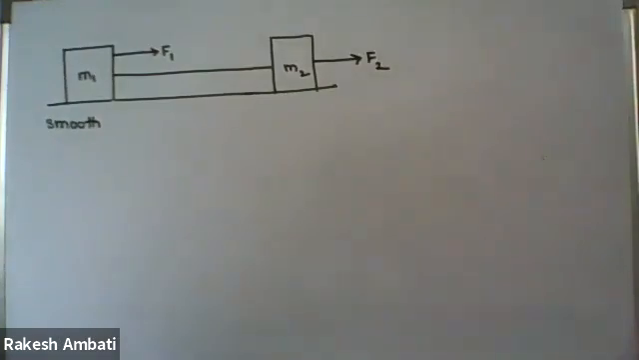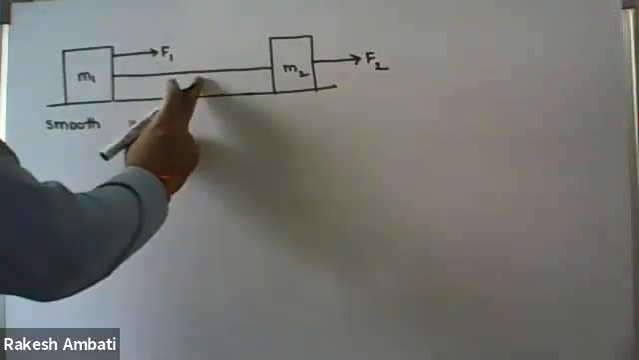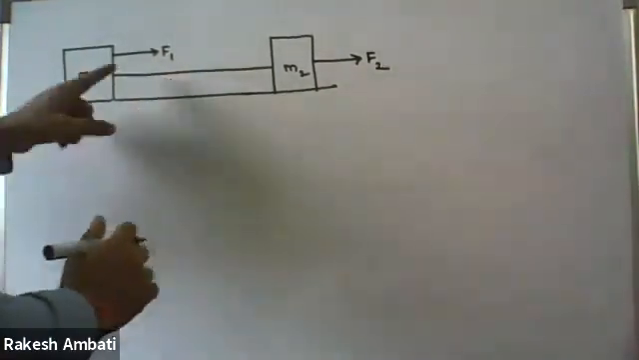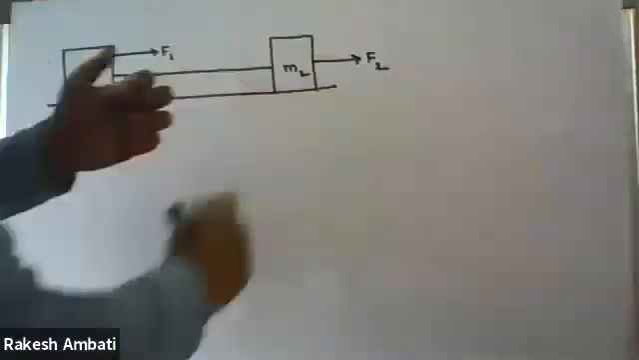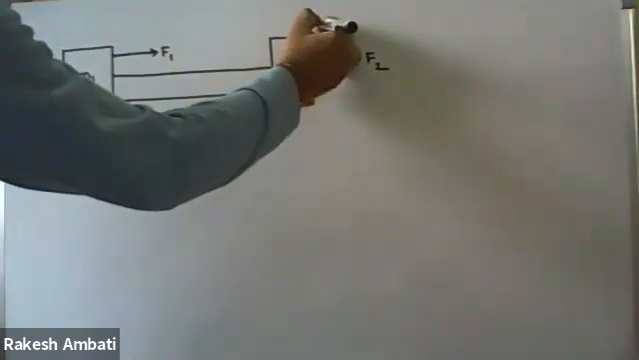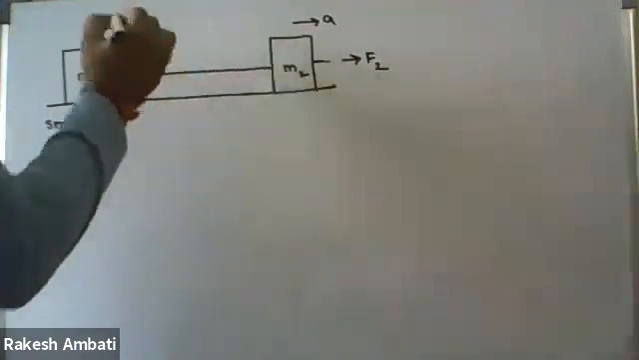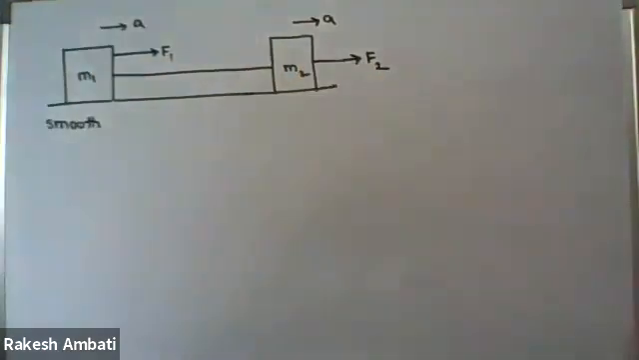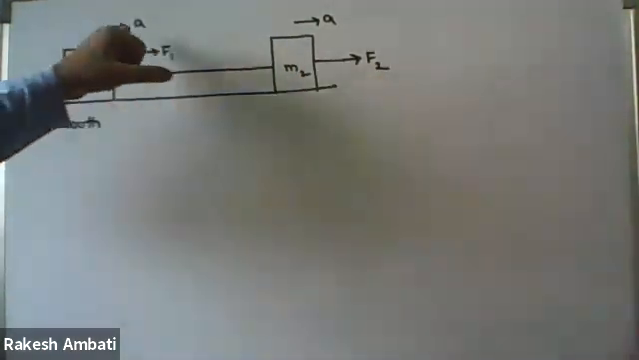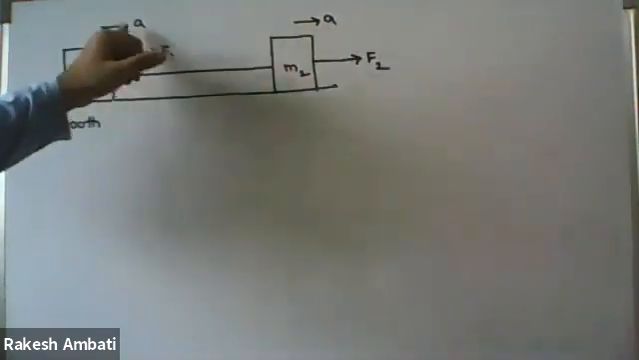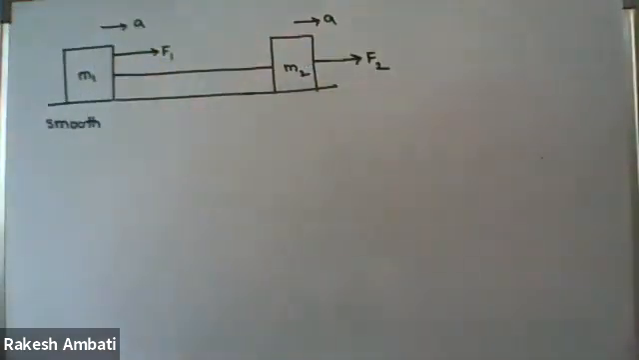For example, in this case it is an ideal string, and both forces are acting in the same direction. Now, since it is an ideal string, both are moving together with acceleration a. For example, this is my assumption: both are moving together with acceleration a.